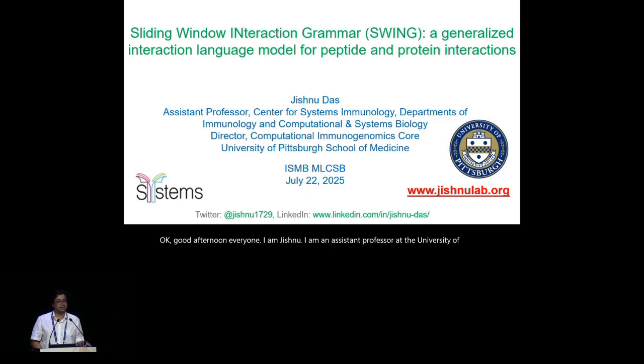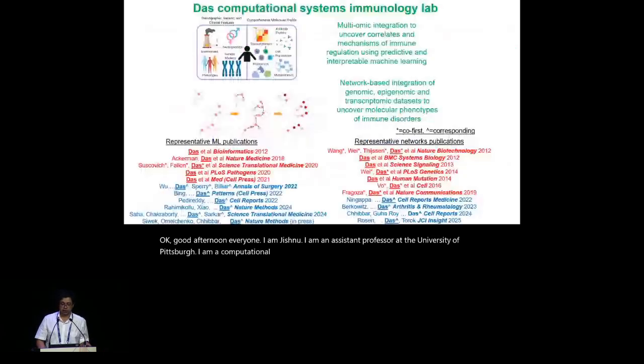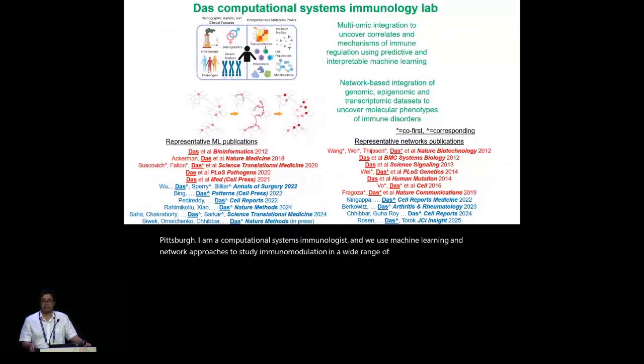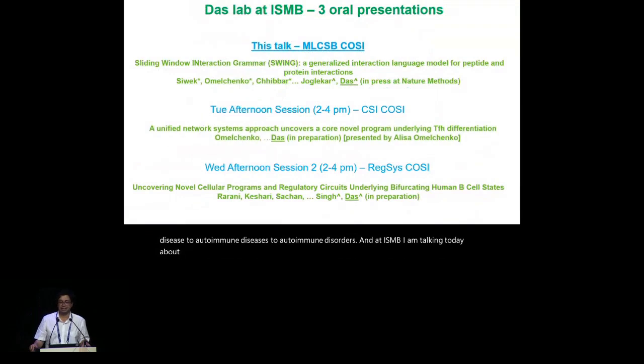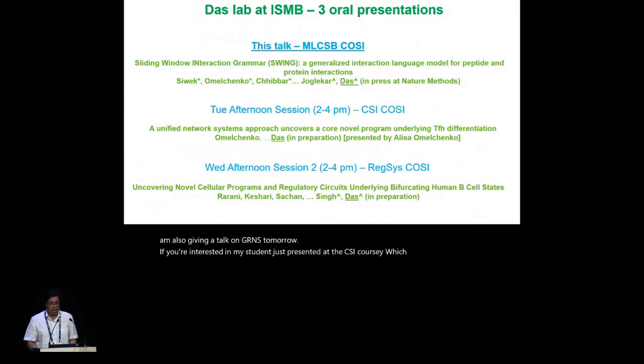I'm a computational systems immunologist, and we use machine learning and network approaches to study immunomodulation in a wide range of contexts, from infectious disease to autoimmune diseases to autoimmune disorders. And at ISMB, I'm talking today about this method that we have for learning the language of protein and peptide interactions. I'm also giving a talk on GRNs tomorrow in case you're interested, and my student just presented at the CSI COSI, which I'm co-chairing.